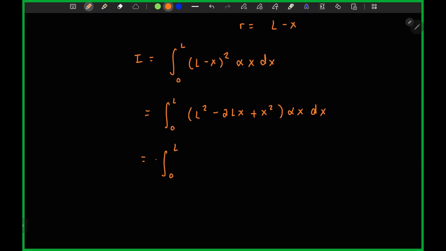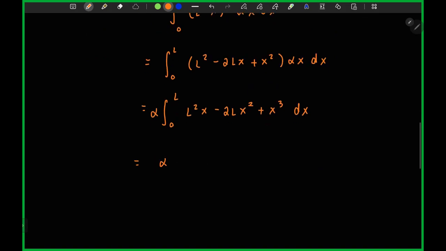I'll pull the alpha out front. So we have L squared x minus 2Lx squared plus x cubed dx. And now we can finish evaluating, getting alpha times L squared times L squared over 2, minus 2L times L cubed over 3, plus L to the fourth over 4. So you'll notice that the units all work out, and you can simplify this to a nice number.